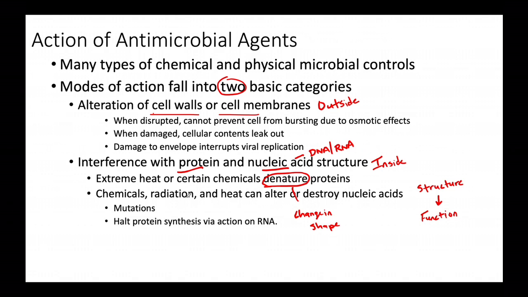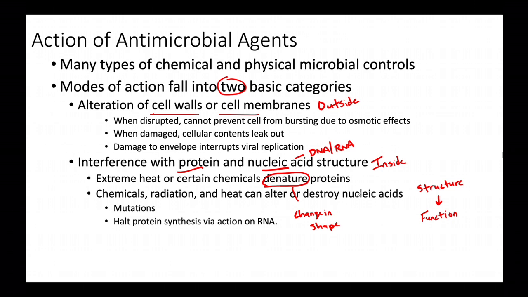You can also have chemicals or physical agents working to alter or even destroy nucleic acids. Those nucleic acids are really fundamental to the function of a cell. DNA and RNA are needed to allow the cell to survive through different mechanisms that we'll get to later on.